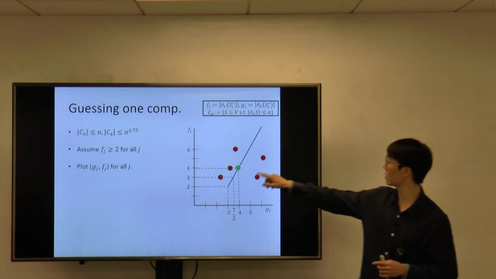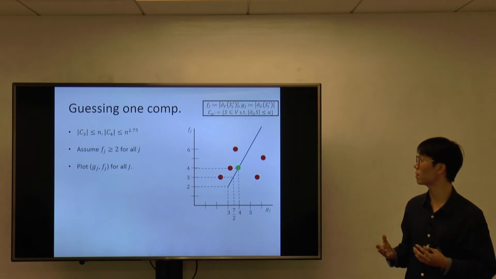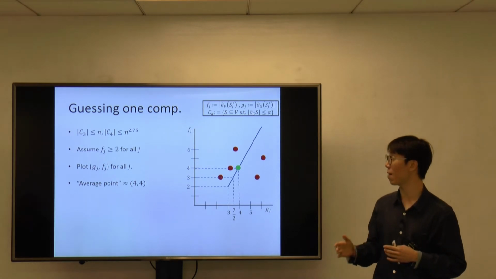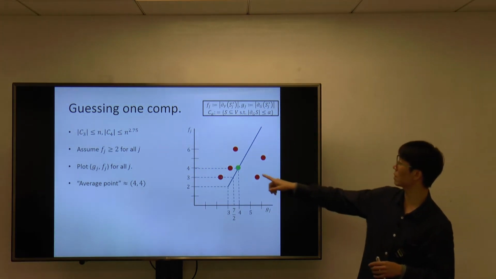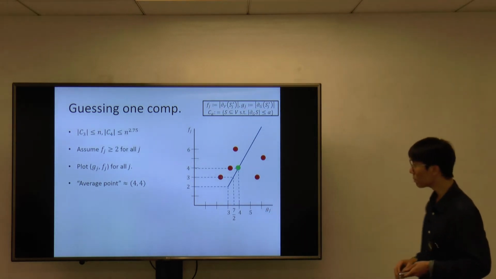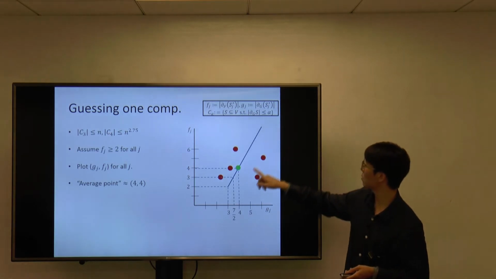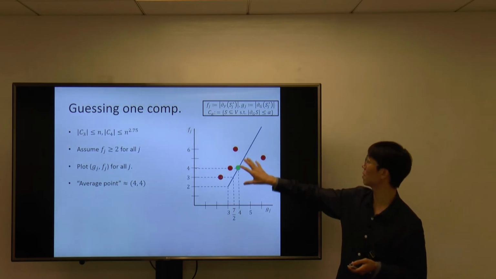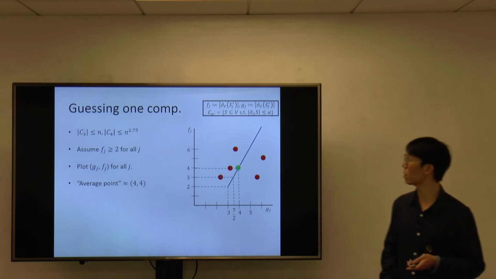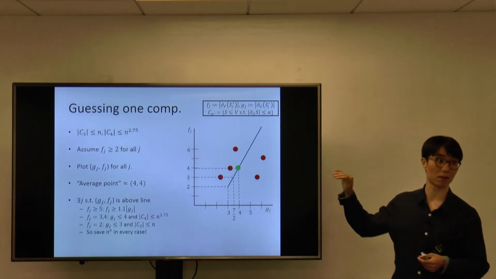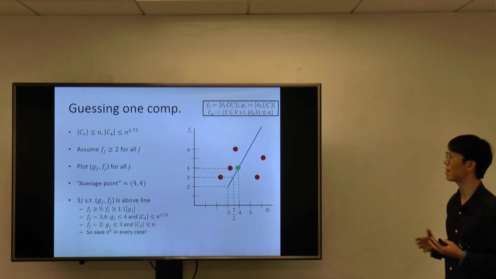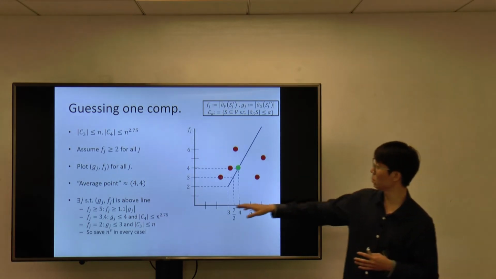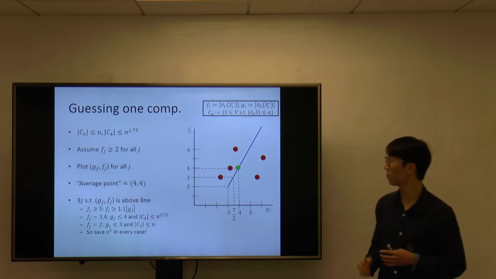These red dots represent each part in the optimal solution. Since I already showed that the average value of G and the average value of F are 4, the average point is this green point, which is roughly 4, 4. If you look at this blue line containing the green point, and the average of the red points is the green point, we know that there must be a red point above the line. And I'm claiming that we can guess that point and take some advantage.